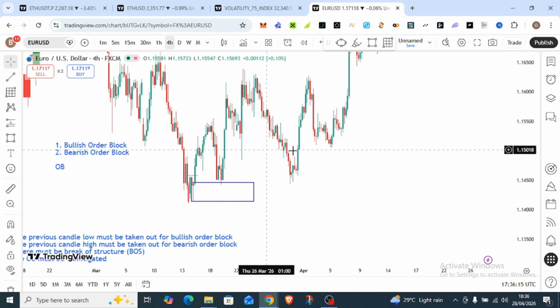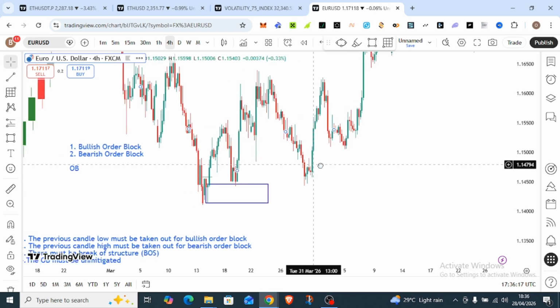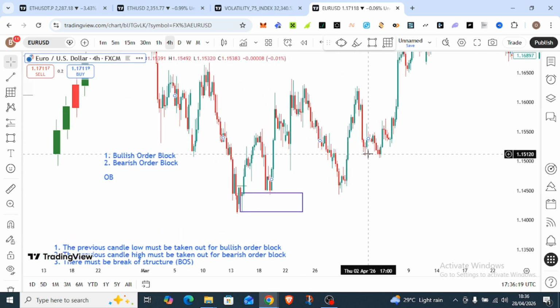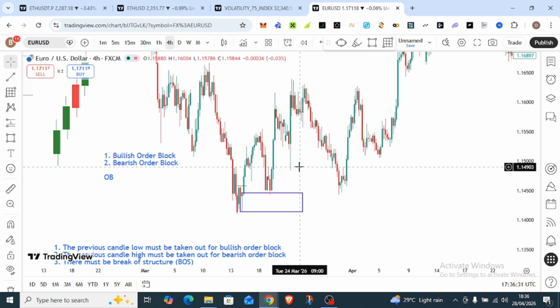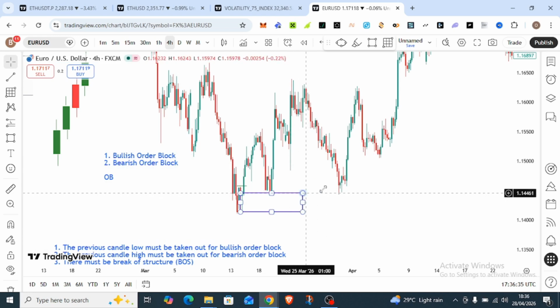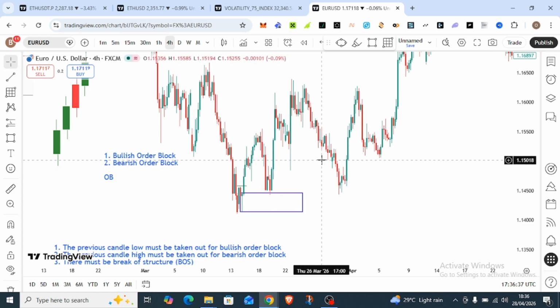Remember, in this example, I'm going to identify all the valid order blocks without putting into consideration other things you need before choosing a POI. We are just identifying possible order blocks.